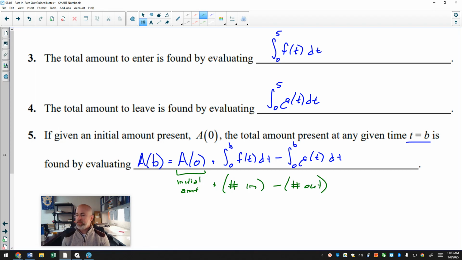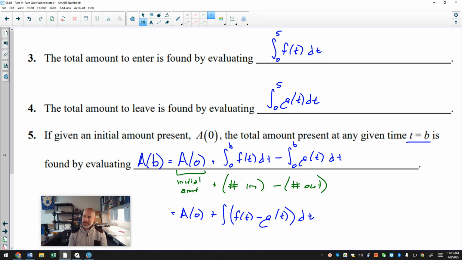And many, many times, I would even say more often than not, your rate in and rate out do have the same domain. And if that's true, you could rewrite this as A of 0 plus, and then because these functions have the same domain, I could write both of those up into a single antiderivative of f of t minus g of t dt. Now that's not really necessary, and I kind of lean towards doing them separately because separately always works, always, paying attention to the domains. Putting them together as a single antiderivative will only work if the two functions have the same domain. So just something to be aware of.